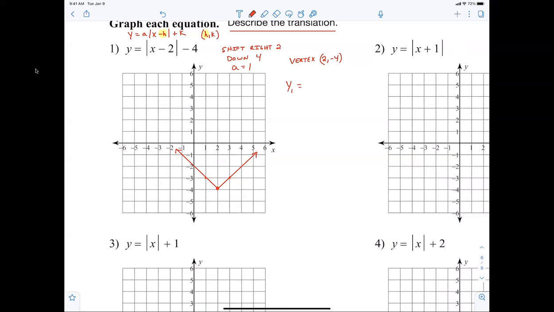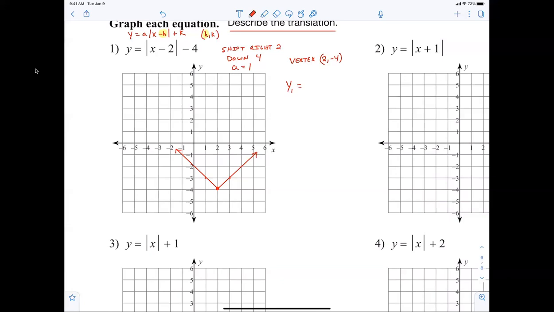Since A is positive, why do you go up on the left? Because it's an absolute value graph. You with me on that? Yeah. So what do you do after you do x minus 2? So x minus 2. Then you go outside the absolute value and type in minus 4. And then you hit graph.